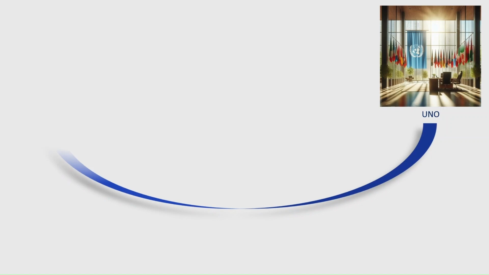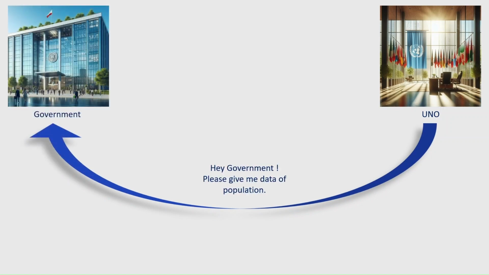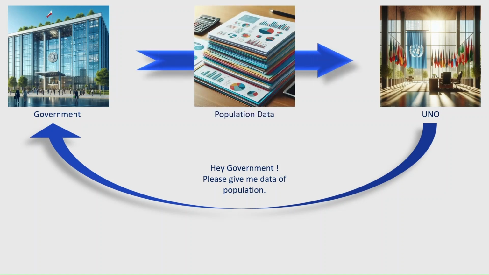Let's understand secondary data with the help of an example. The United Nations is gathering data from each country about their population. The United Nations asked the government, please give me the data regarding your country's population. And the government will provide the collected data to the United Nations. Here, the United Nations is using already collected data. So for the United Nations, this data is secondary data.